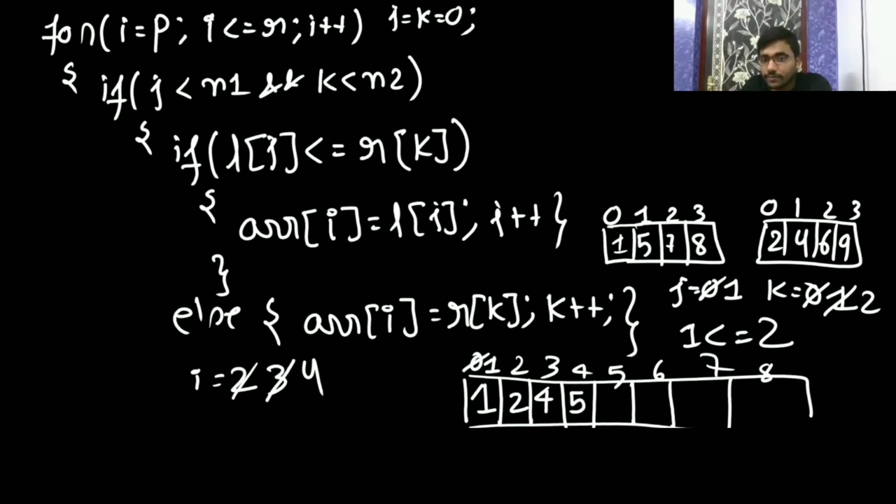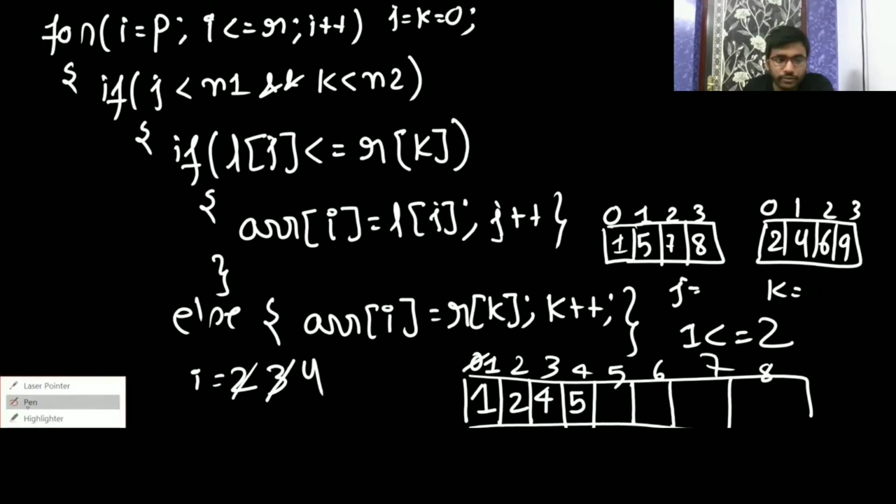Then it will increment j plus plus. Now j will be 2, and k was previously 2. So j will be 2, and k will be 2 only. Now again, I will increment.